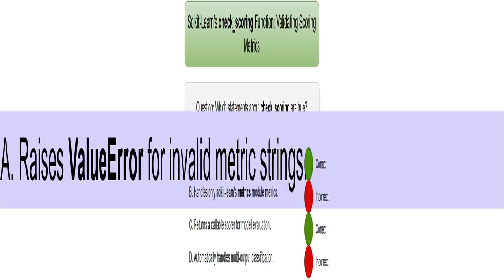If you give check_scoring a scoring metric name that doesn't exist, let's say accuracy_score_incorrect, then check_scoring will correctly raise a ValueError to let you know there's a problem. It's like a helpful error message telling you to double check your spelling.